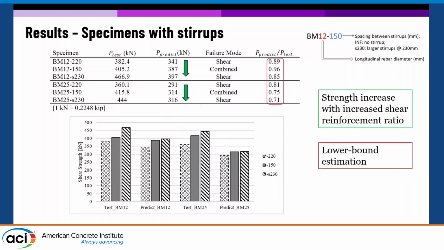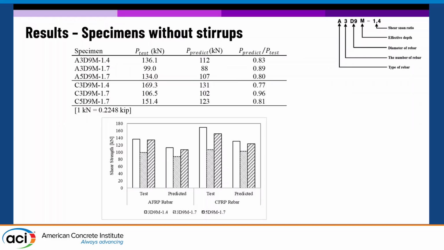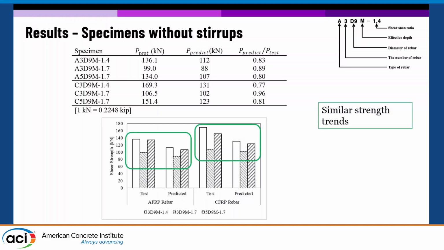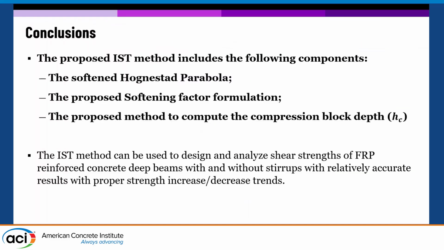And it is a lower bound. And then for beams without stirrups, with these imaginary stirrups that allowed us to calculate softening factors, we also have test results and predictions, and the trends are similar, with a lower bound estimation. So it worked for both cases, and these are beams which were not tested by us. And so it's also good that we could confirm this.